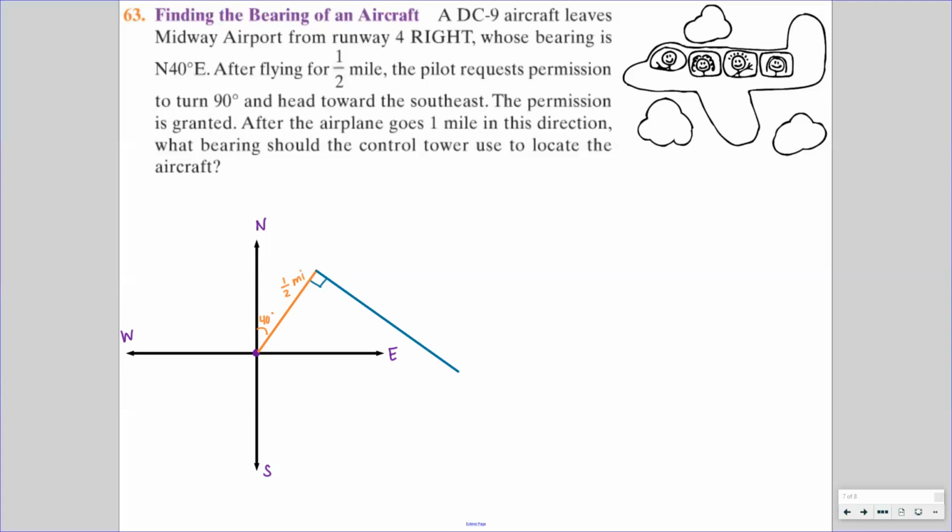All right, I'm going to fill in what I know. I know that leg is 1 mile, and we were told that the angle between the half-mile leg and the 1 mile leg is 90 degrees. This question is actually asking us what bearing the control tower at the airport needs to use in order to locate us. So we are looking for the angle and bearing from the airport to where our plane is now. That's the hypotenuse of this triangle. Our final answer needs to be this angle.